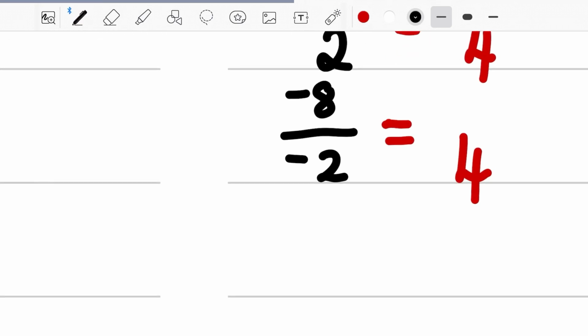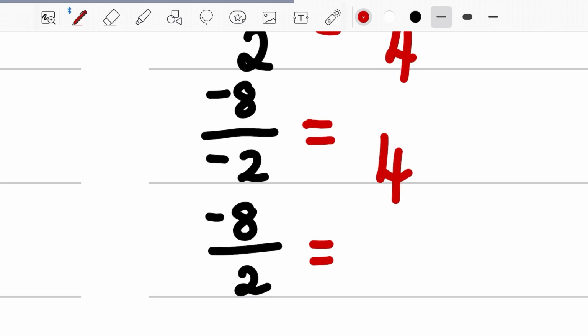Next, let's try negative 8 divided by 2. So 8 divided by 2 is 4. You divide the numbers as if they were positive, right? However, minus 8 is negative, 2 is positive. So the signs are different here, not the same. So your answer is negative. Your answer is negative 4 here.